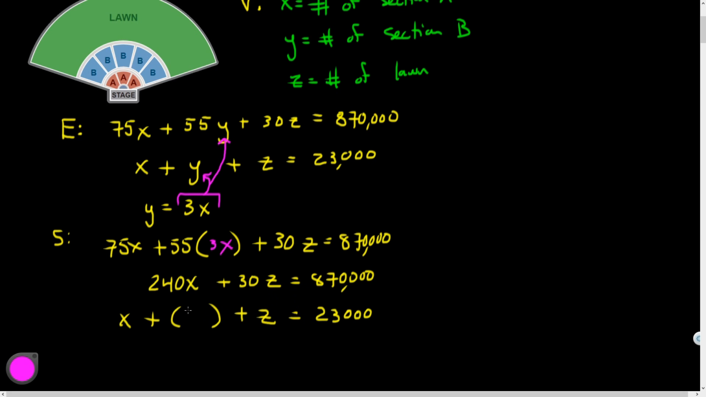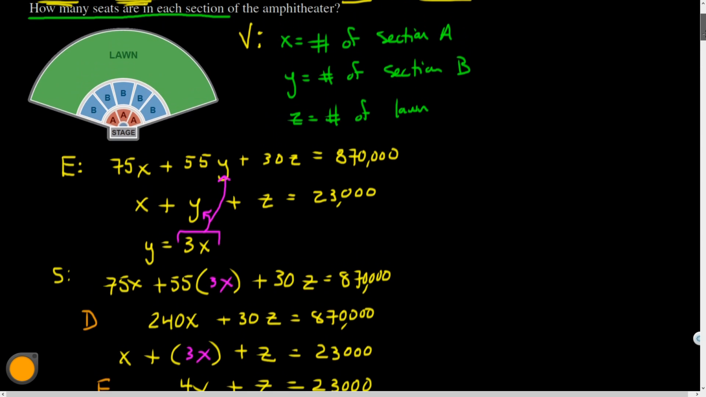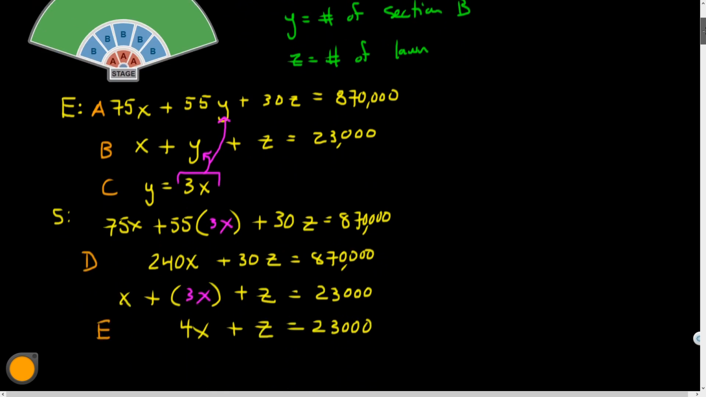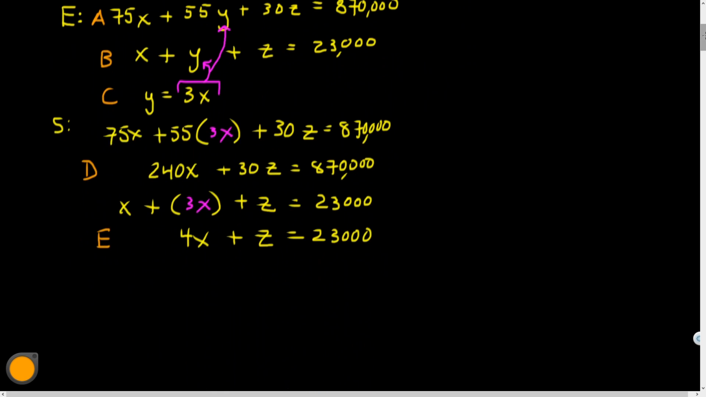And so I plugged in 3x there in place of y, combine those like terms, and so I've got 4x plus z equals 23,000. And so I'm going to call this my equation D and this my equation E. If I was labeling, this one would have been my A, B, and C. All right, so a lot of the work is just kind of keeping track of these things.